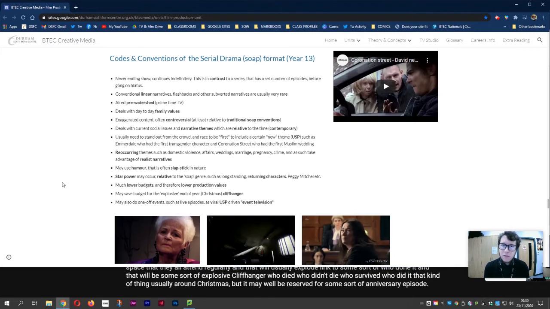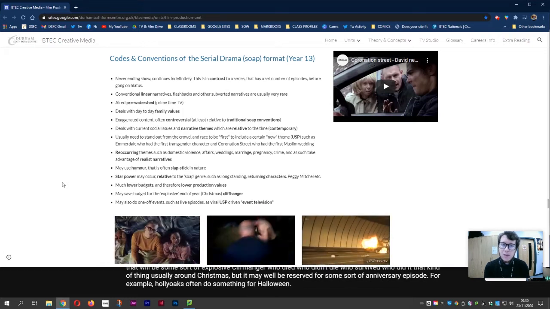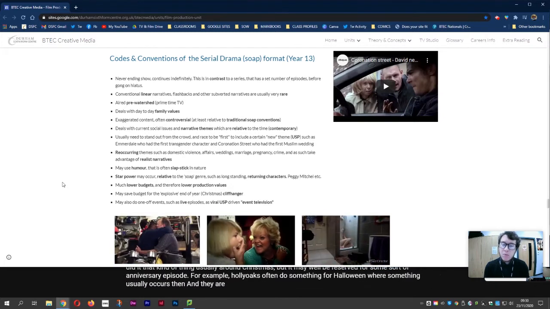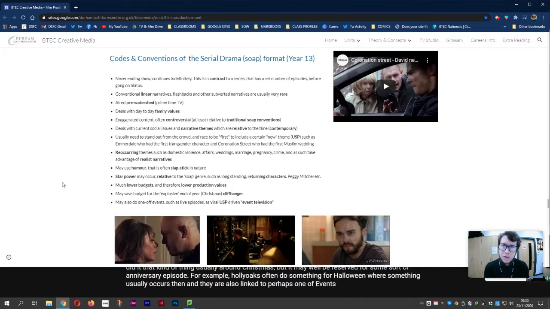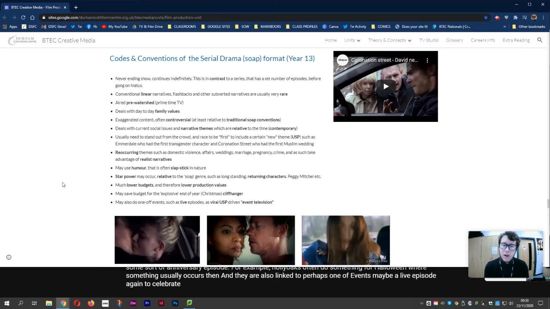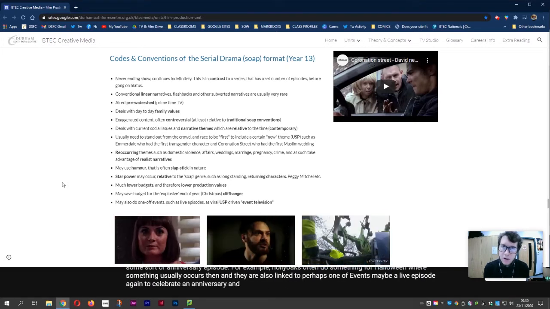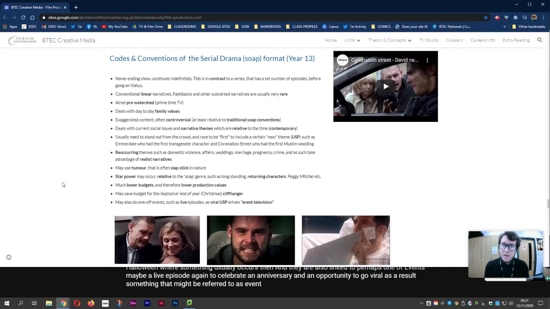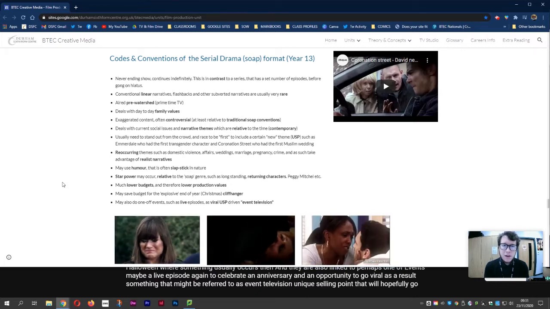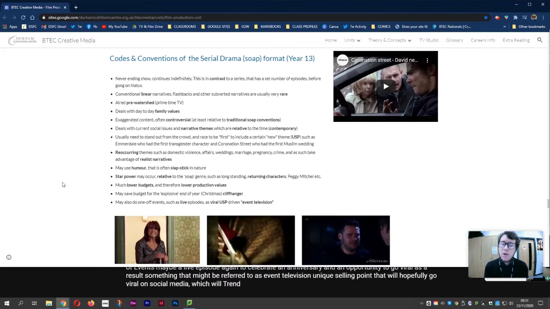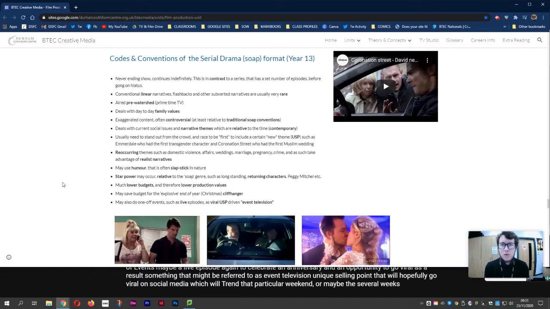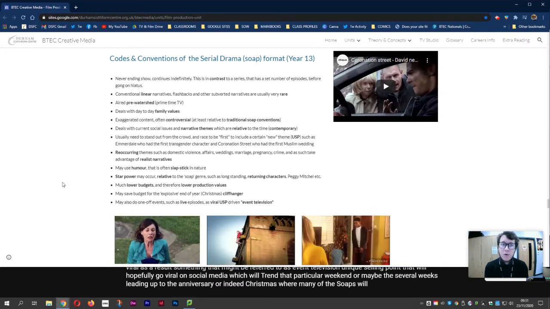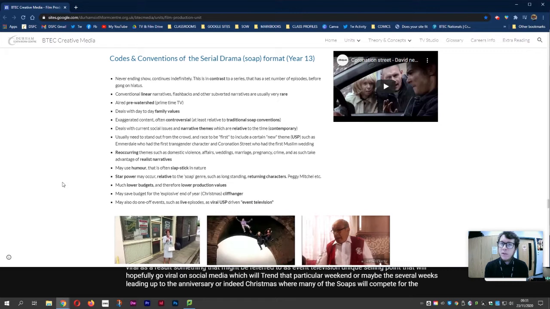For example, Hollyoaks often do something for Halloween, where something usually occurs then. And they are also linked to perhaps one-off events, maybe a live episode again to celebrate an anniversary, and an opportunity to go viral as a result. Something that might be referred to as event television, a unique selling point that will hopefully go viral on social media, which will trend that particular weekend, or maybe for several weeks leading up to the anniversary or indeed Christmas, where many of the soaps will compete for the coveted Soap of the Year award.